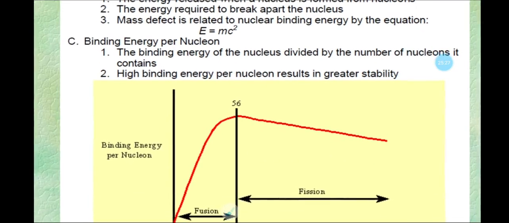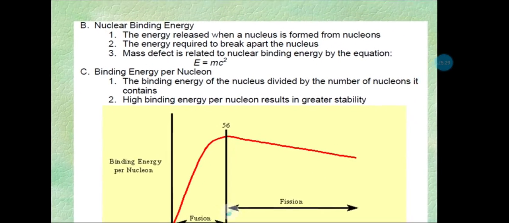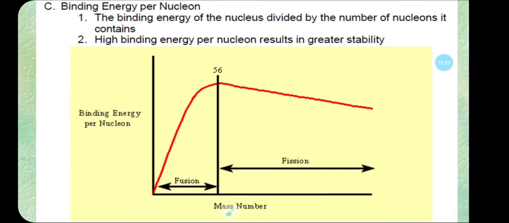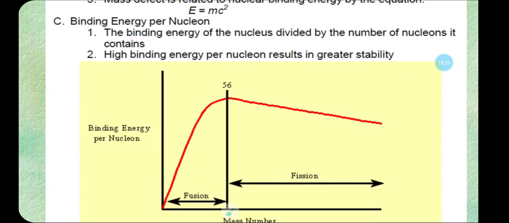and according to this binding energy we can interpret the stability of the nucleus. The binding energy of the nucleus is divided by the number of nucleons it contains. So the higher the binding energy per nucleon, the greater the stability. That means if the per nucleon binding energy is more, that nucleus will be more stable.